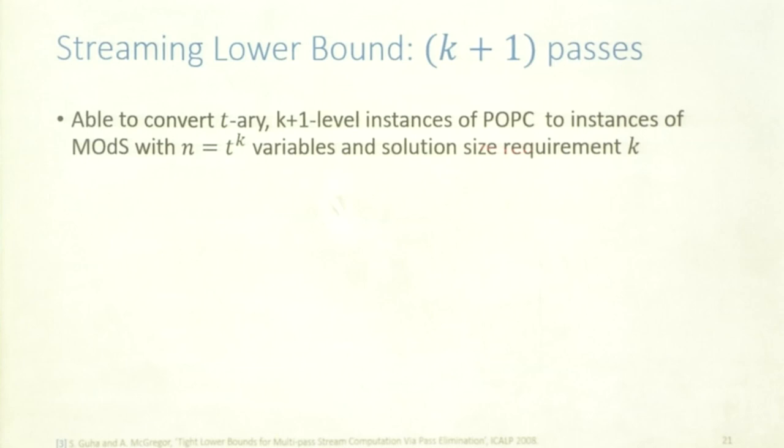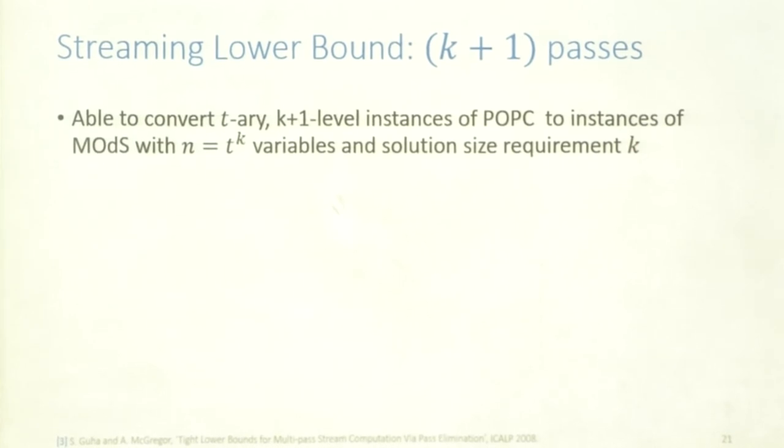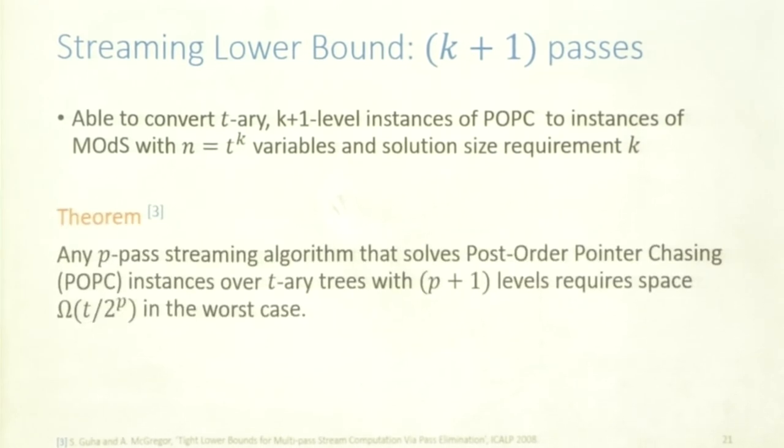So if you have a k plus 1 level instance of the post order pointer chasing problem, you can convert it to a min1's2sat instance where the number of variables is t to the k, the total number of nodes in the tree, and the solution size requirement for that instance will be k. So you have this equivalence between POPC and min1's2sat. And then you can just plug your equivalence into this theorem, and because n is t to the k, what you will have here is n to the 1 by k.